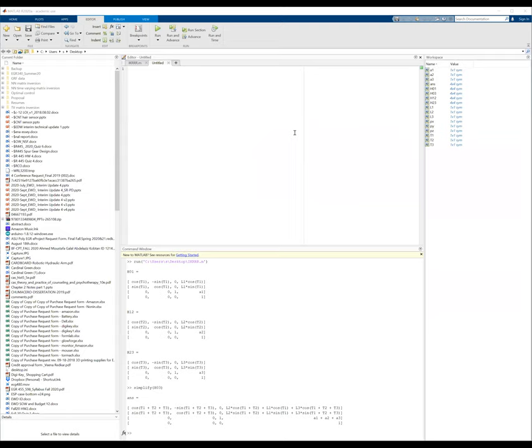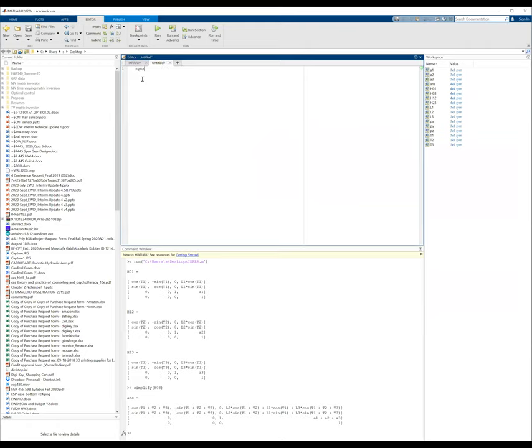Okay. Now I'm gonna start with the first few variables, syms A1, then I have A2, then I have T1, T2, and then I have D3. So A1, then I have A2, I have D2, D3, T1, T2. These are the robot variables.